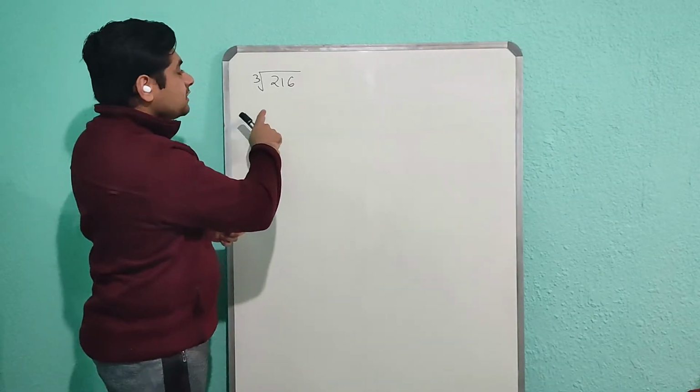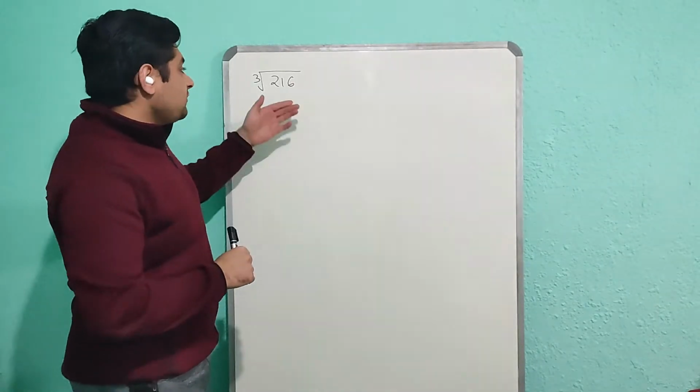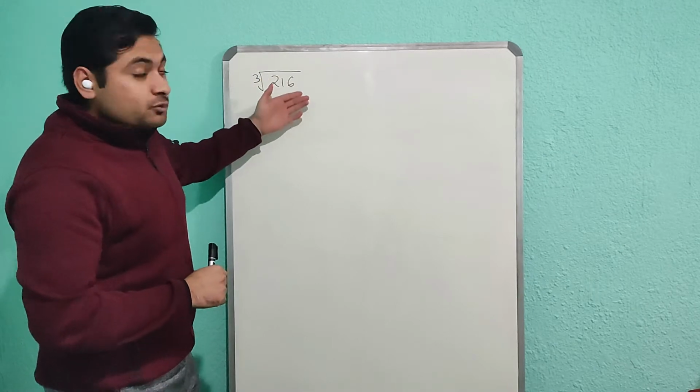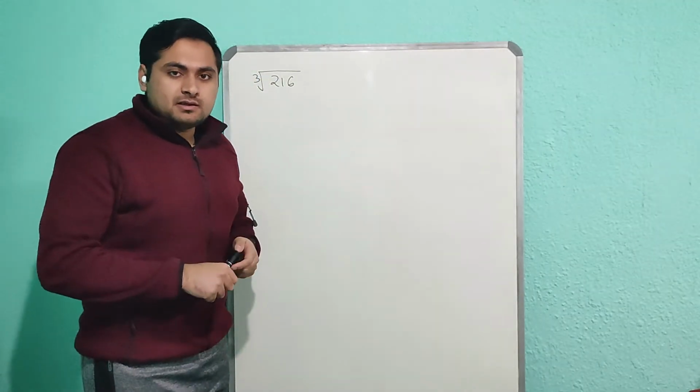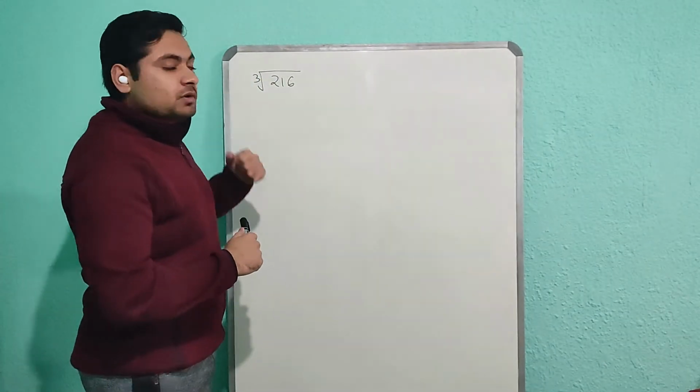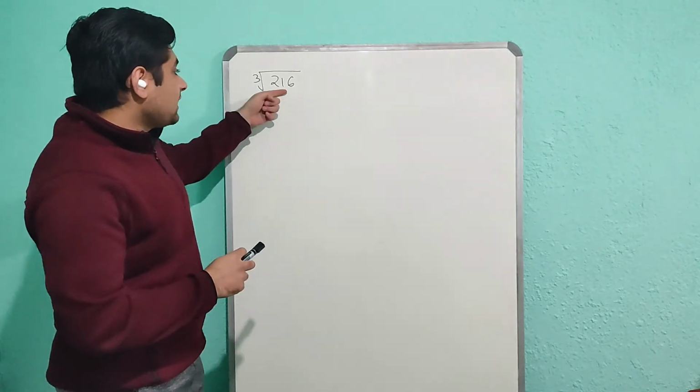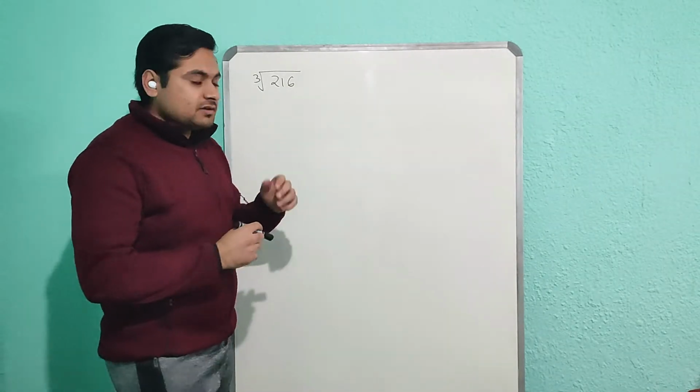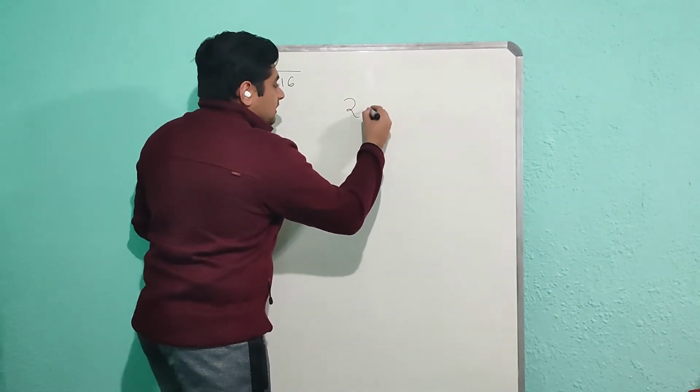Says third root of 216. We need to find the third root of 216 without the use of a calculator. So how do we go on doing this? First we need to find the prime factors of 216. So what are the prime factors of 216?